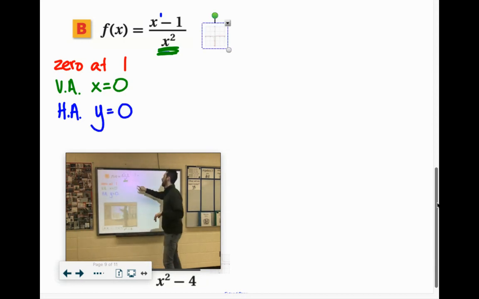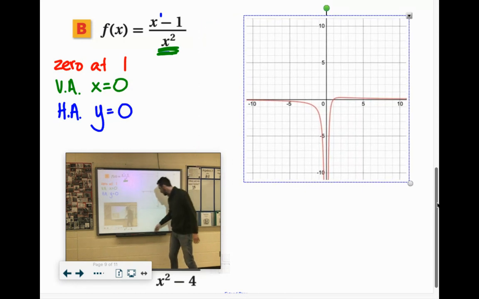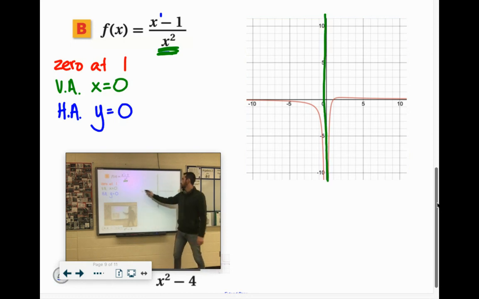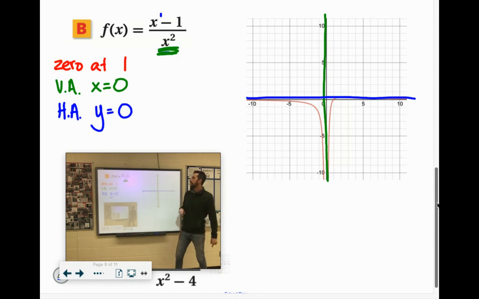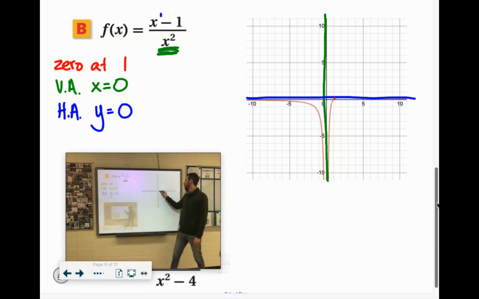So let's check our graph. Whoa! We've got a vertical asymptote right at 0. We've got a horizontal asymptote at 0. And we got a 0 at 1. Huh.